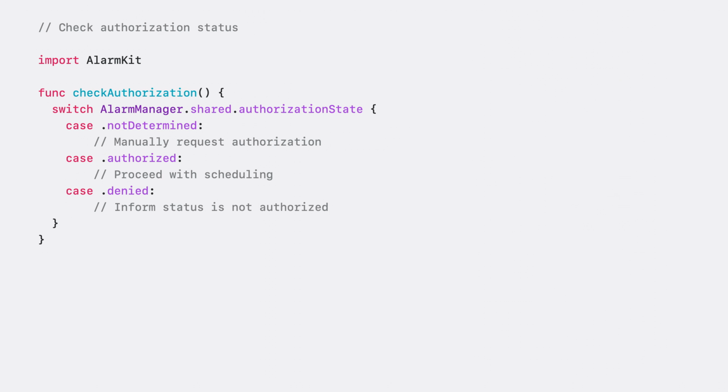You can check authorization status before scheduling an alarm by querying the authorization state in the Alarm Manager class. In this case, if it's not determined, I can request authorization manually. If authorized, I can proceed with scheduling the alarm. If denied, it's important to make it clear in your app's interface that the alarm will not be scheduled.